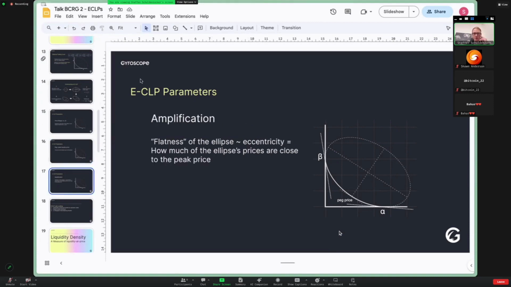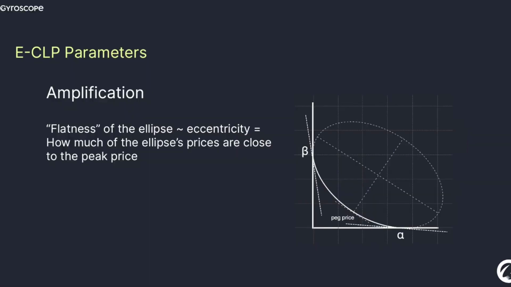And then what you can do is you can stretch the ellipse. And now I'm really asking for your imagination. So if you have a larger scaling factor, when you stretch the ellipse from a circle, what you're doing is you're making it longer and flatter, which means that you have prices close to this peg price for longer. And if you do that less, you have more of a gradual transition between these two points.